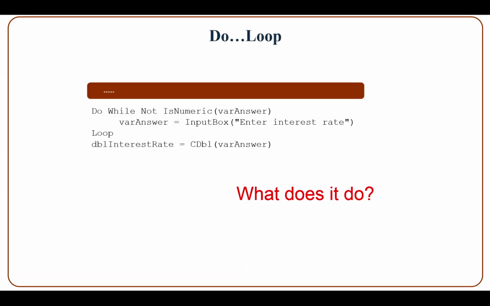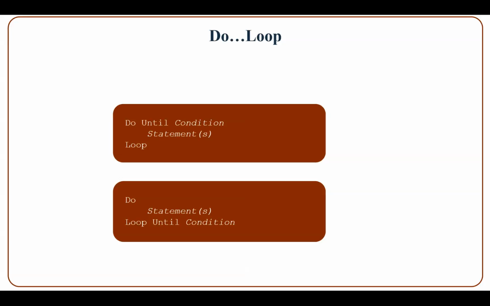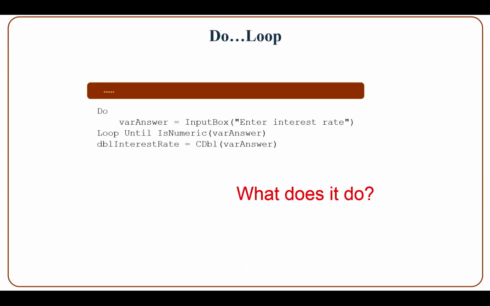Similarly, there are two variations. In the first variation, the condition is tested before performing any statements. In the second variation, the condition is tested after performing the statements. So with the second variation, the statements run at least once. With the same example, here you can see how we change from do while to do loop until.